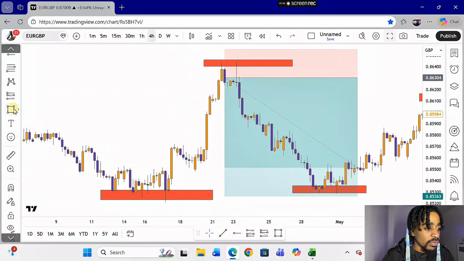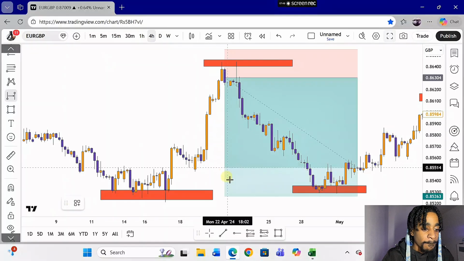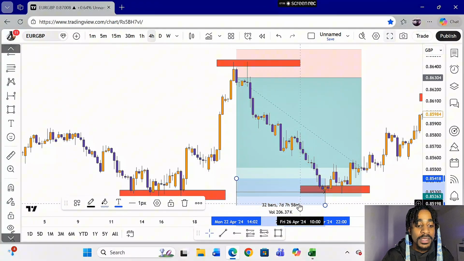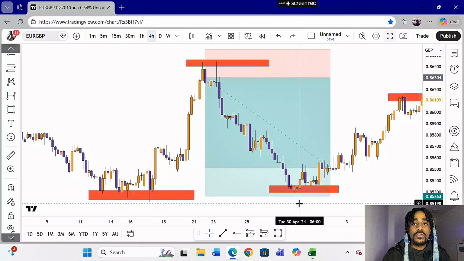Let me get my measuring tool. Day range. And wait 7 days, so that's a whole week. You don't need to trade like that. Don't think that because you see huge movements in price action that you need to catch all of that move. It just depends on the type of trader you are.